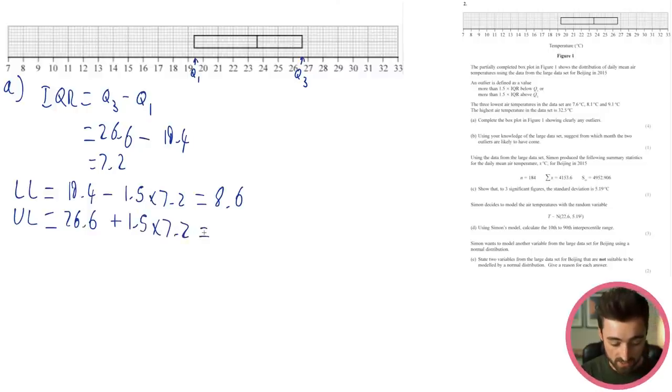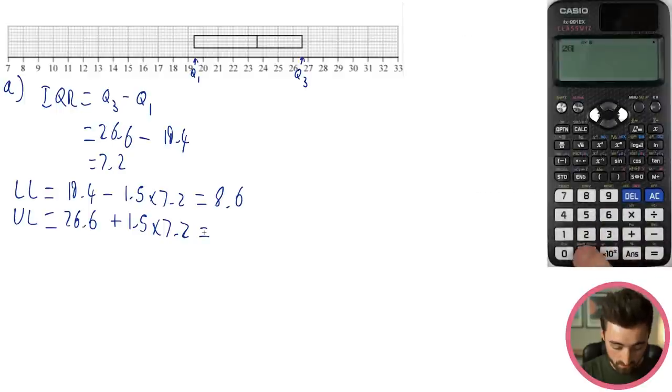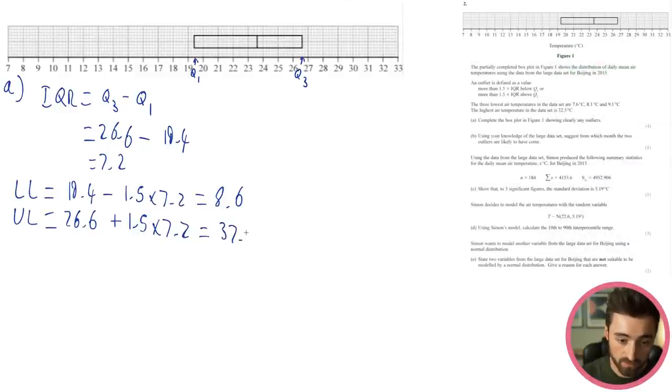Again, straight to the calculator, which is going to get me 37.4. Okay, so that means that if I have any values outside of that range, they're going to be outliers.